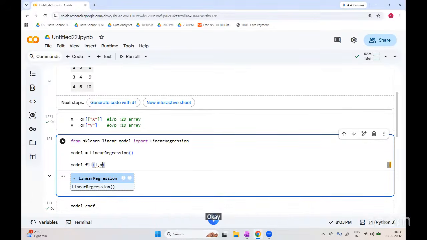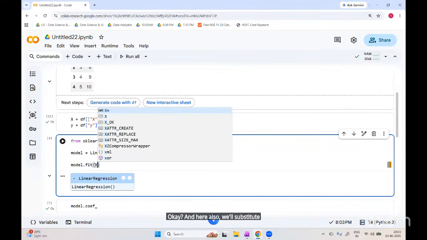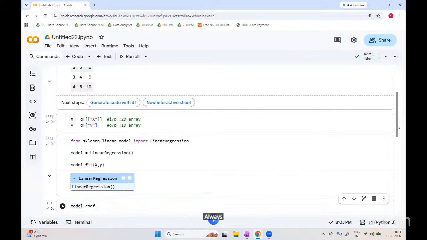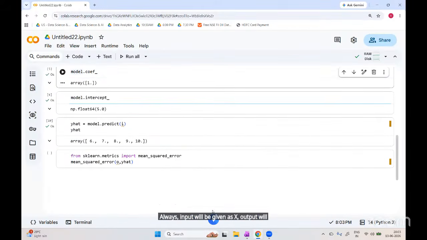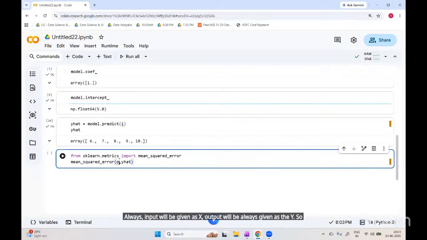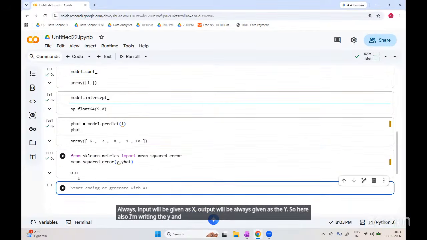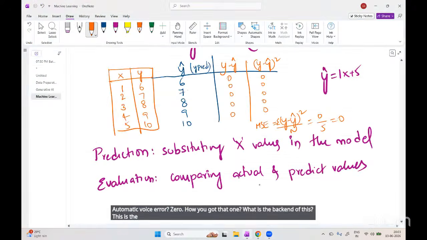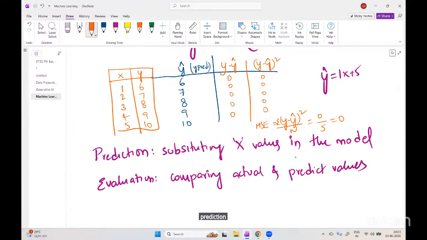And here also we'll substitute with x comma y. Always the input will be given as x, and the output will always be given as y. So here also I'm writing y and y hat. Automatically, what is the error? 0. How did you get that? What is the backend of this? This is the backend. Prediction backend, evaluation backend, modeling backend. Are the three of them clear?